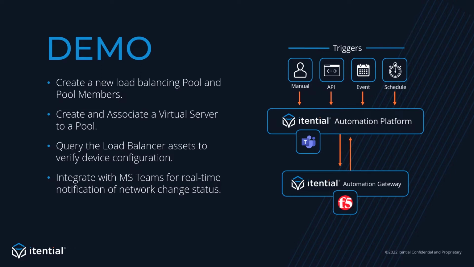ways that we're seeing customers tend to gravitate towards: they want to connect into their F5 from an HTTP perspective. They're not using Big IQ, and they don't want to use the SSH connection. They want to follow the F5 documented REST APIs. So that's why we've got it underneath the Itential Automation Gateway.